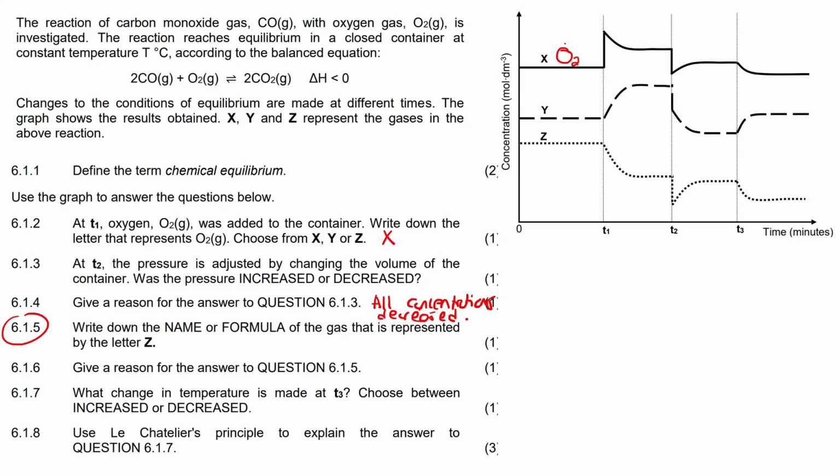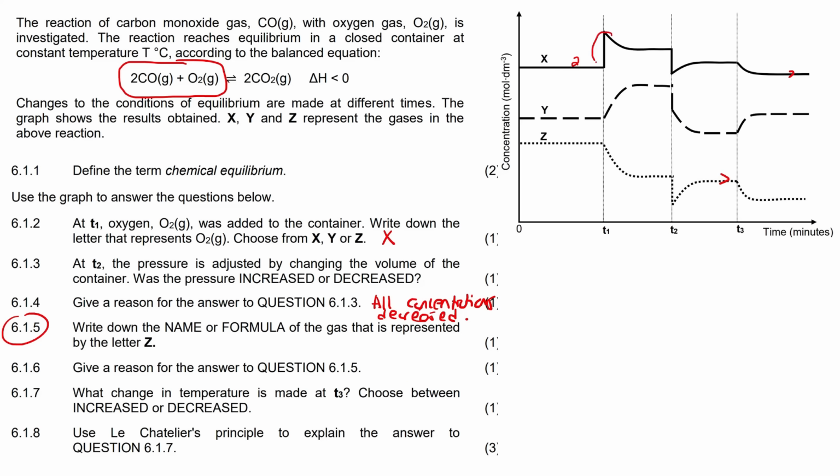So we know that X is oxygen. And we can see here that oxygen and CO, carbon monoxide, are both reactants, so they will have the same shape on the graph. Over here, oxygen goes down, and this one also goes down. Then oxygen goes up, and this one goes up. Then oxygen goes down, and the carbon monoxide also goes down. So this graph is following the same pattern as this one.